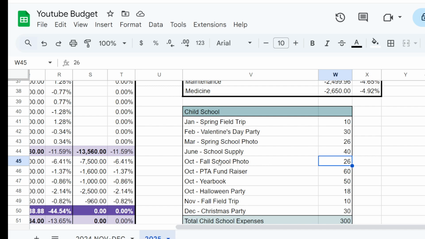So in the fall, there's school photos again. I'm anticipating spending $26. There's always a fundraiser, so I plan on only contributing $60. And they only do one fundraiser a year. It's always in the fall. For yearbook, it comes out to be about $50. Sometimes there's a Halloween party. The Halloween party is a little simpler: you just buy candy for them.